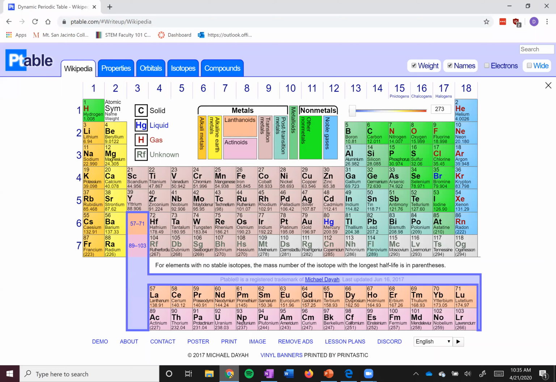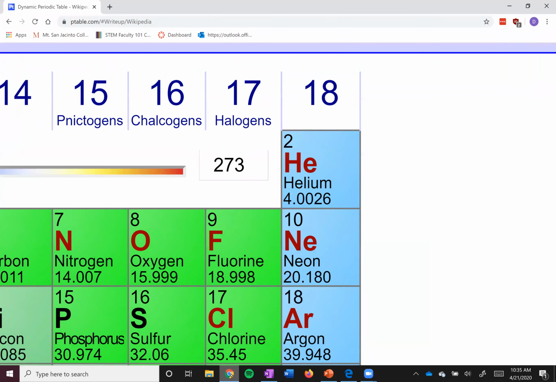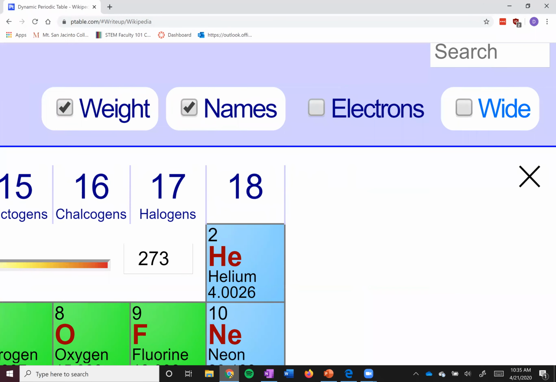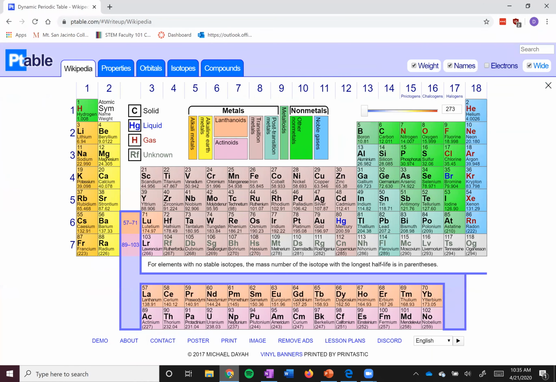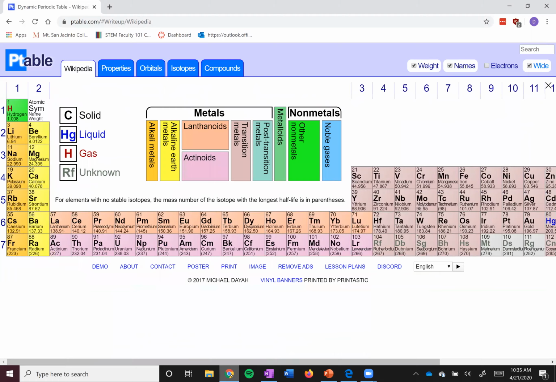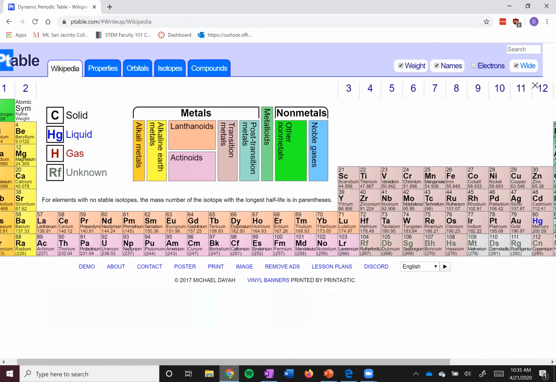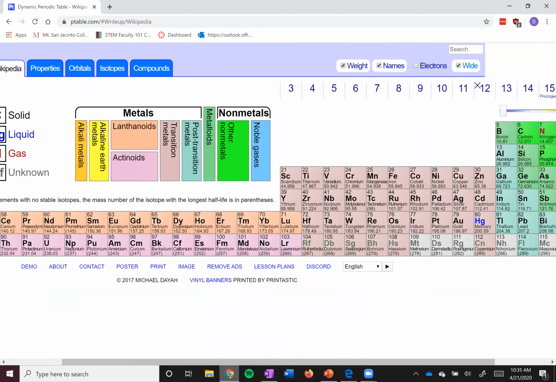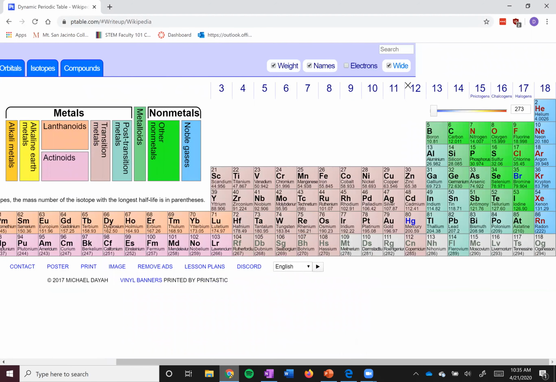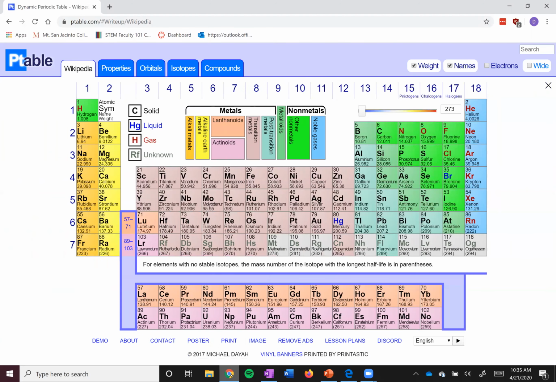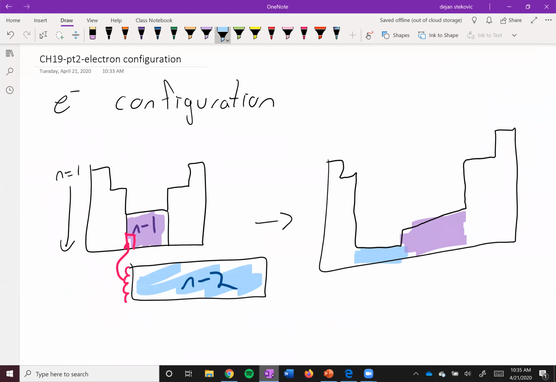If you use this website, pt2.com, it's super useful. If you go over here and just click this wide section, check out what happens. You can see they insert those elements to get the real kind of periodic table. But since many people don't mess with the inner transition metals, we keep it unwide to keep it on one sheet of paper.